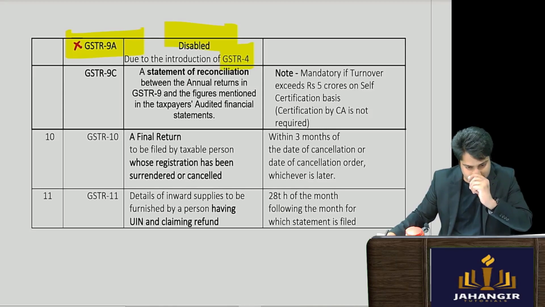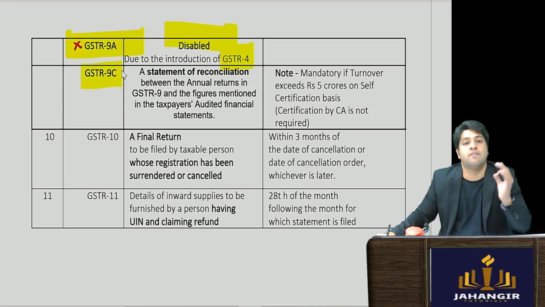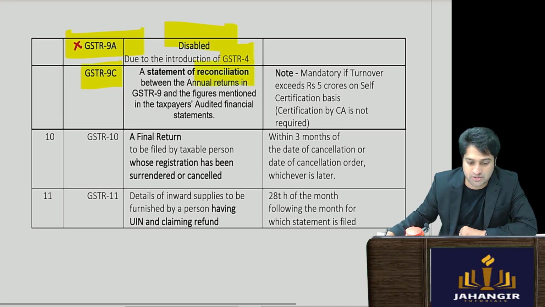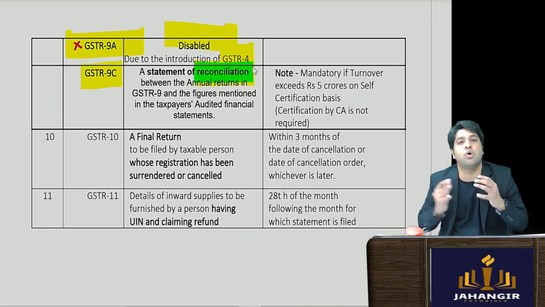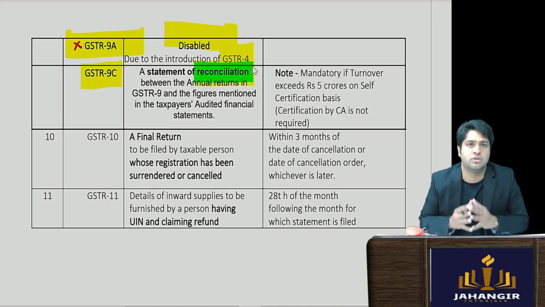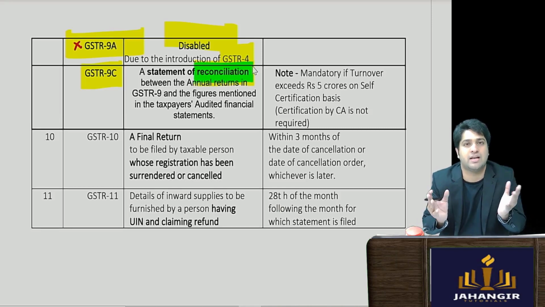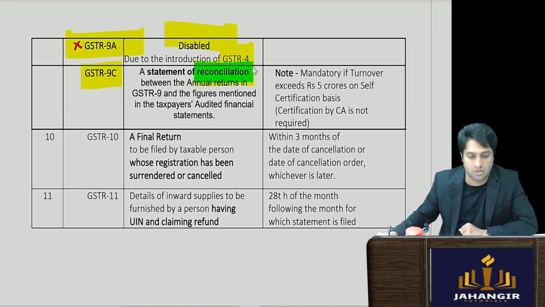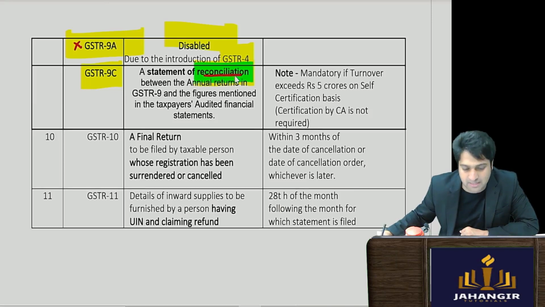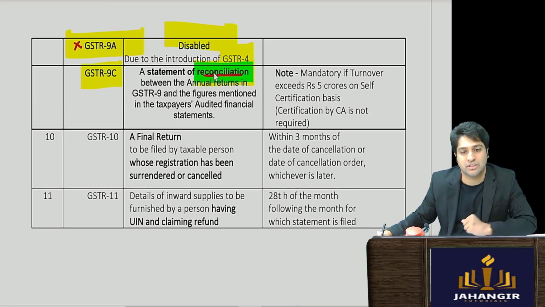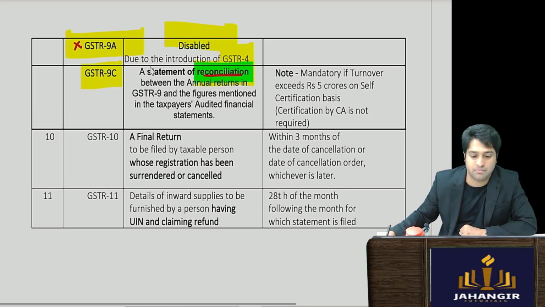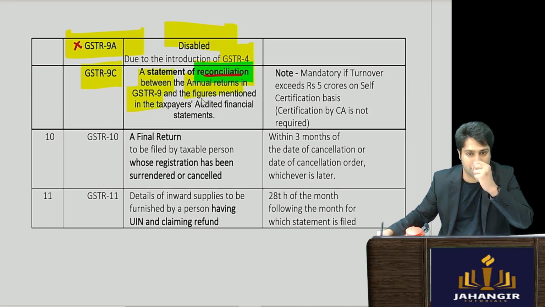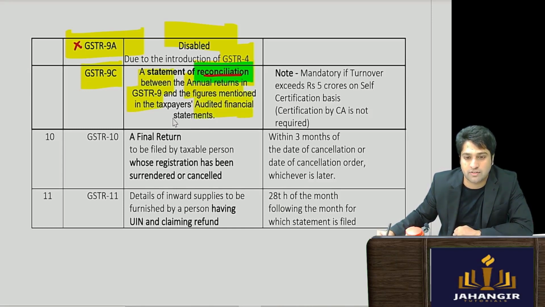Now coming to your GSTR 9C. Very important again. GSTR 9C is a statement of reconciliation. What do you mean by the term reconcile? To compare, to check, to analyze two things. So whenever there is a reconciliation, you would be checking something. Now what are you checking? Whether the entries made, the amounts and figures mentioned are the same and similar between the annual returns filed under GSTR 9 and the audited financial statements.